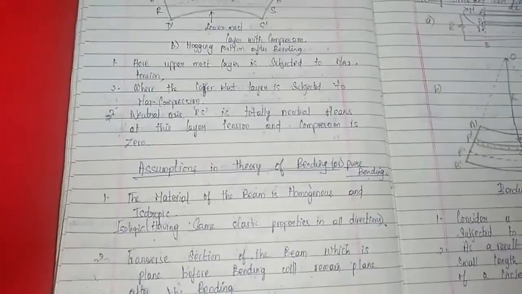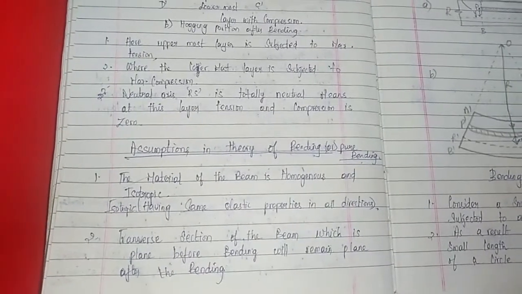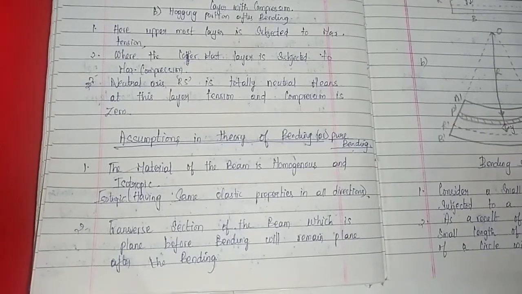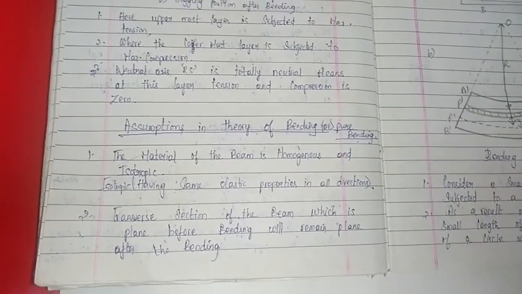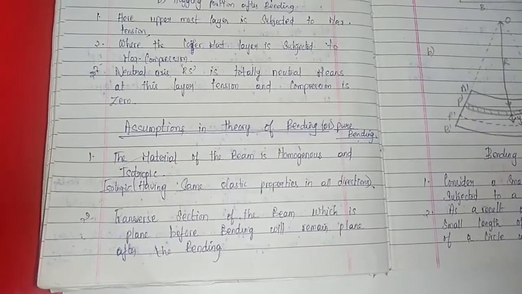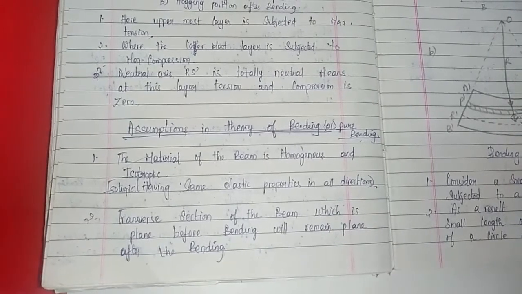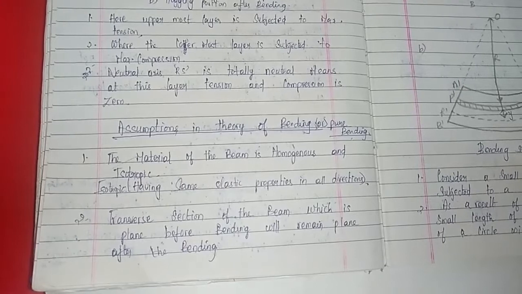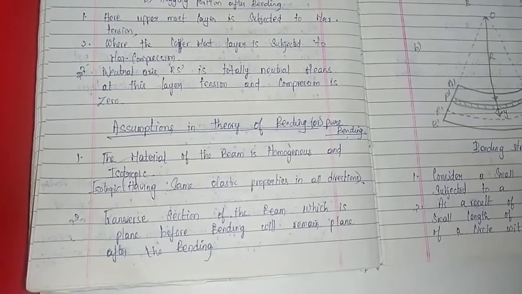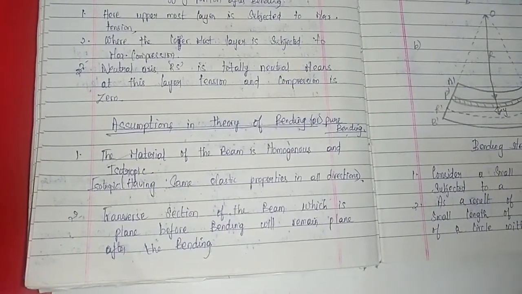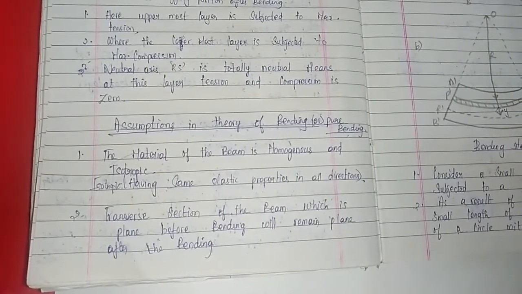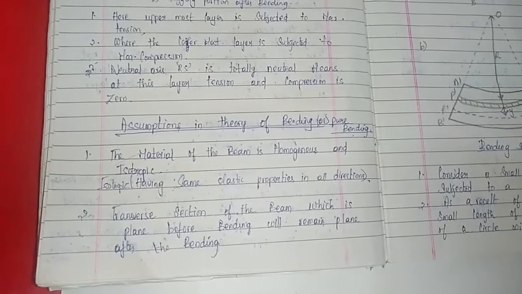Homogeneous is nothing but having the same kind of materials. Homogeneous is nothing but having the same properties. That is called homogeneous. So the material of a beam, what are the materials of the beam? It may be concrete, or the beam may be cast in steel. So all the materials of the beam in pure bending are considered homogeneous.